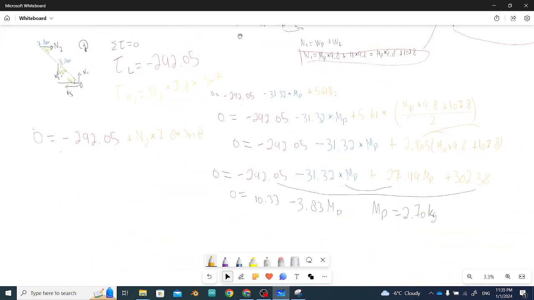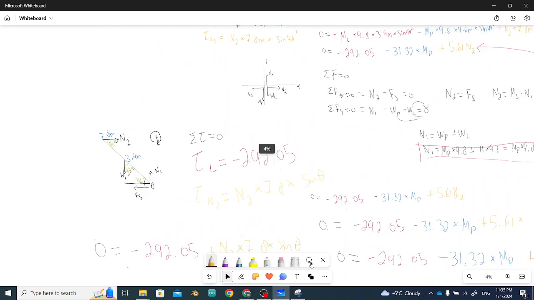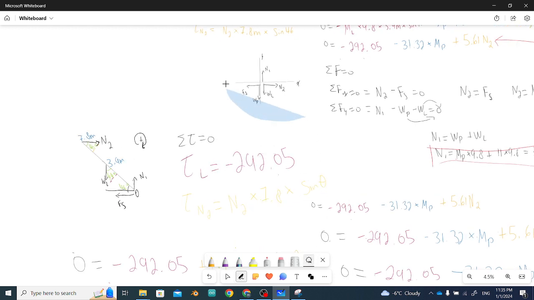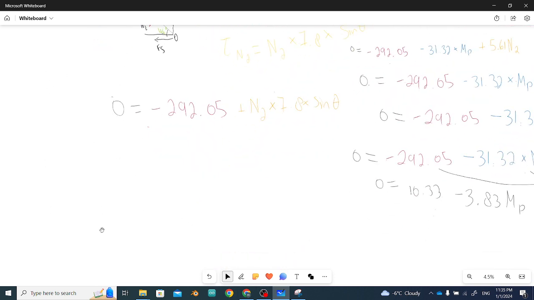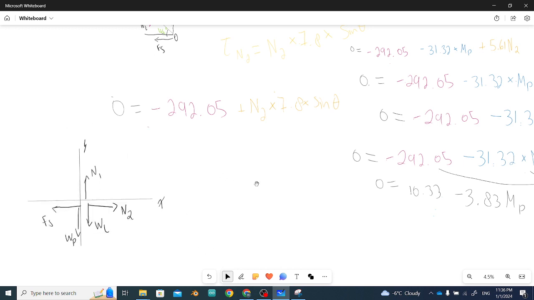Okay, so actually I need to redo the free body diagrams for simplicity. Let's do it again. Let's take that, copy that. So let's do the free body diagrams again, because we have two unknowns here, so that's what we should think of. I'm going to remove the weight of the painter. All right, so now let's do that again.